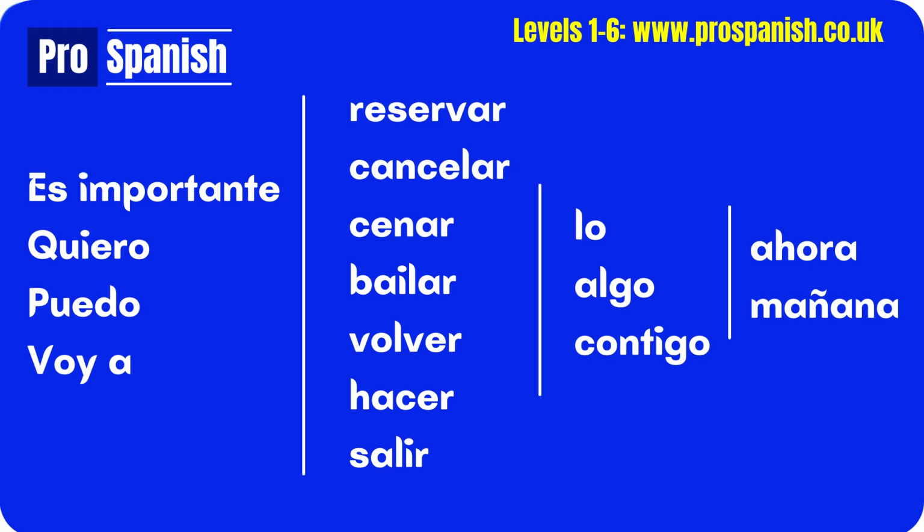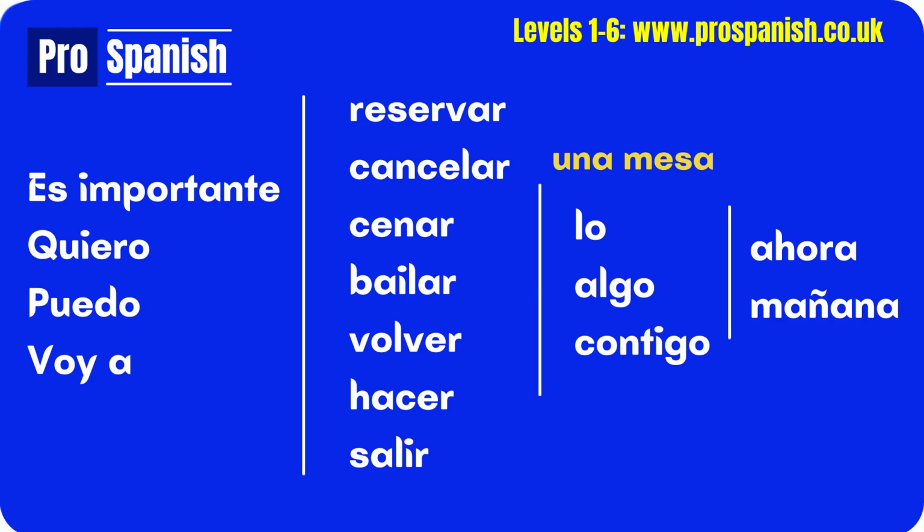And the reason why this kind of method works so well is that we can just substitute in any of the columns. So for example, we could add una mesa, a table. And so we could have, I'd like to book a table, which would be quiero reservar una mesa. And you could add por favor, please. Quiero reservar una mesa, por favor. We could have, can I book a table? ¿Puedo reservar una mesa?